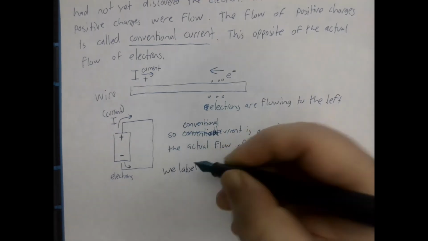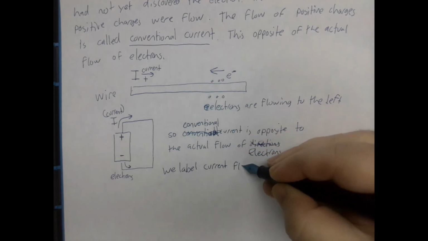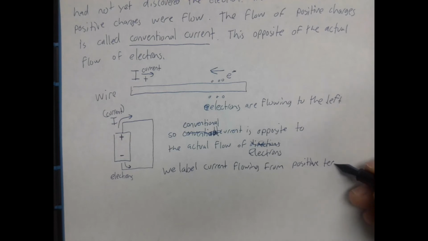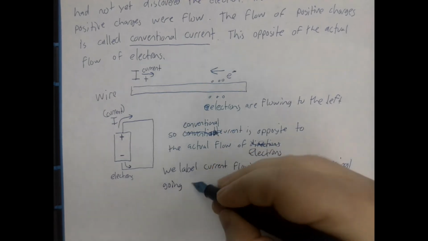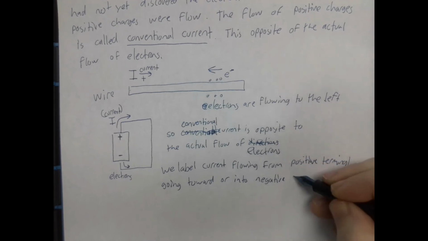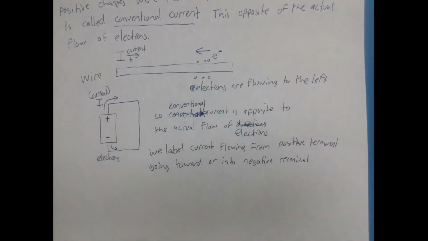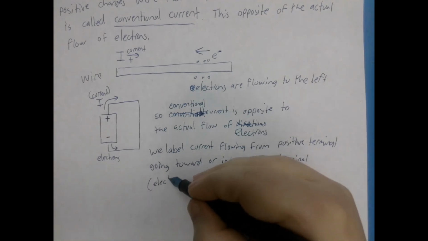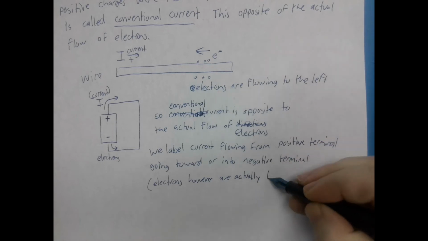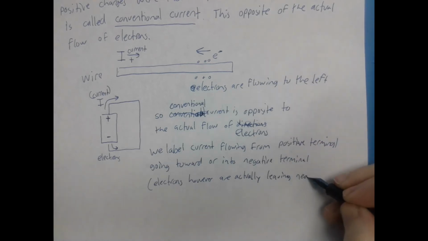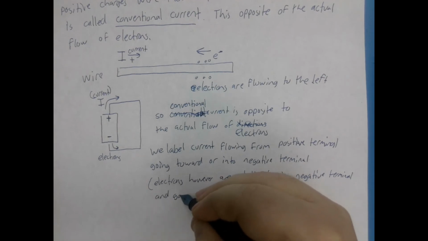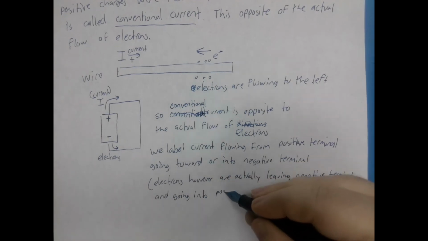We label current flowing from the positive terminal going toward or into the negative terminal. Electrons, however, are actually leaving the negative terminal and going into the positive terminal.